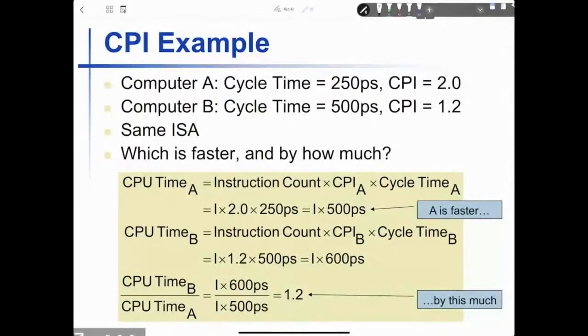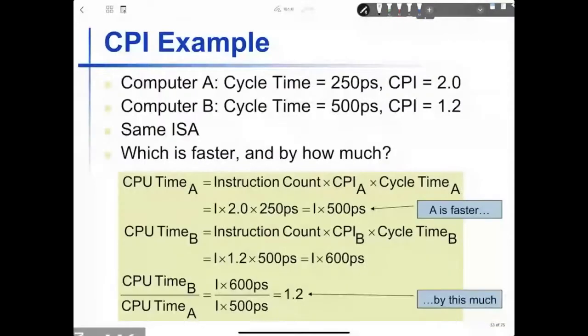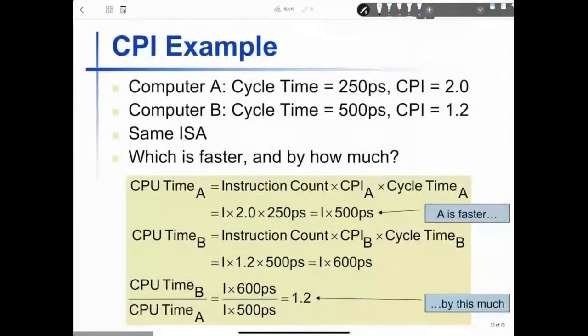Okay, so let's look at a CPI example. It's similar to the previous example here. There are 2 computers, processor A and processor B.